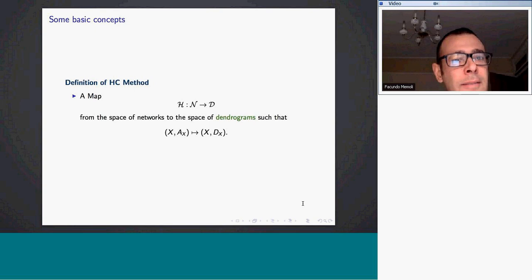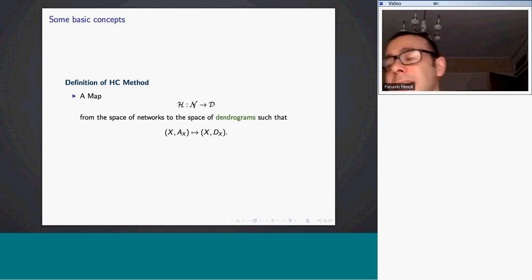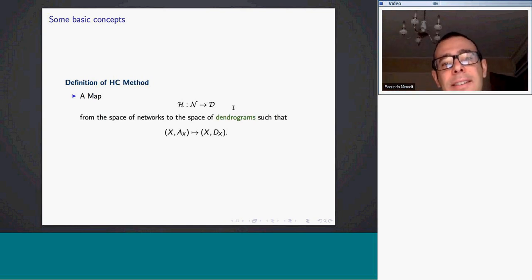We now define hierarchical clustering methods. A hierarchical clustering method will be a map H from the collection of all networks into the collection of all dendrograms D, with the property that the underlying sets are preserved. So if you have a network X, A sub X, then you send that to a pair X, D sub X, where D sub X is a dendrogram over X. If there are any questions, please ask, but this is going to be the base construction for what comes next.